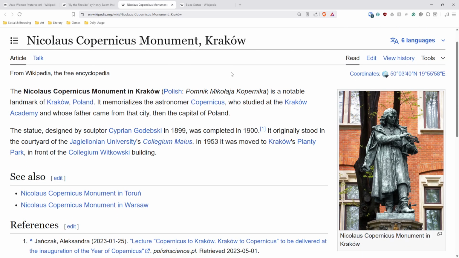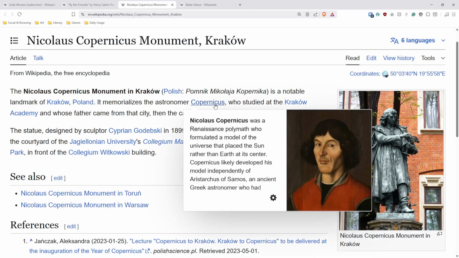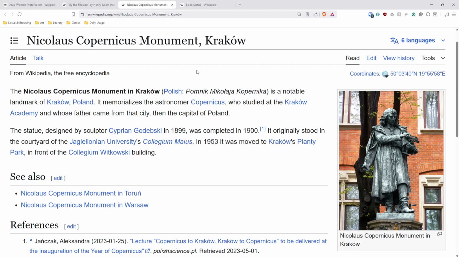The Nicholas Copernicus Monument in Krakow is a notable landmark of Krakow, Poland, and memorializes the astronomer Copernicus. I cannot say that word. You know what? That's what we're going with. He studied at the Krakow Academy, and his father came from that city, then the capital of Poland.